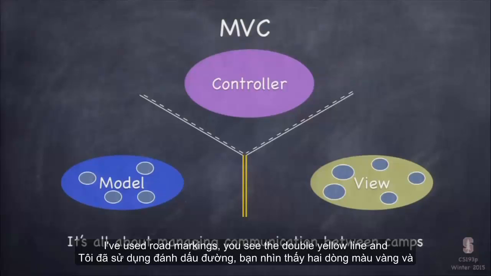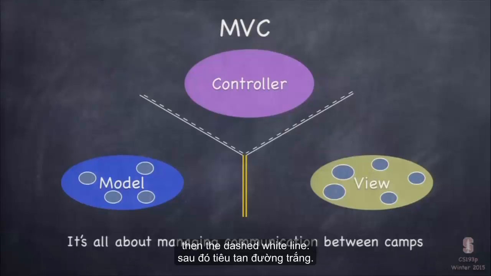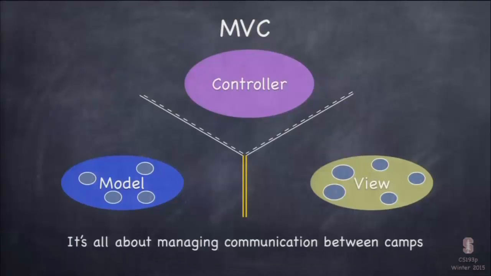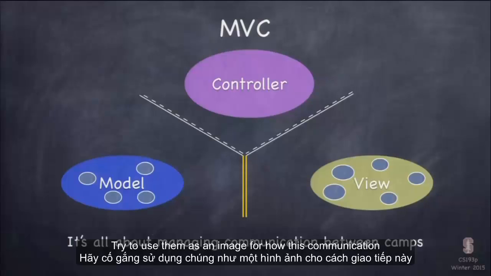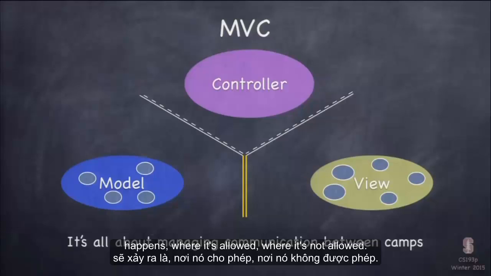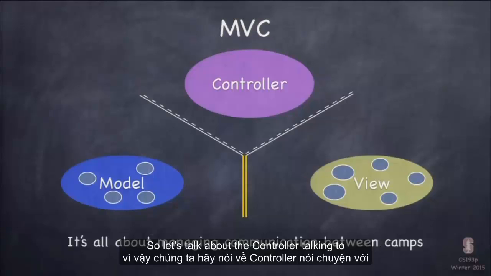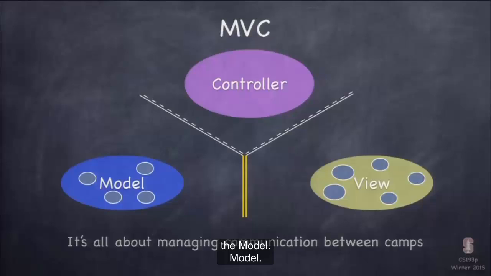And I've used road markings. You see the double yellow line and then the dashed white line. So that's like you're driving in your car. Try to use them as an image for how this communication happens, where it's allowed, where it's not allowed. Okay? So let's talk about the controller talking to the model.